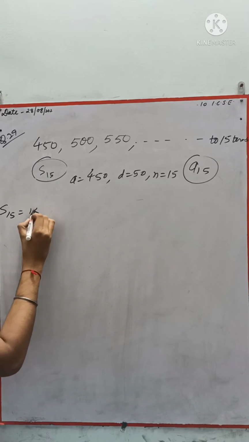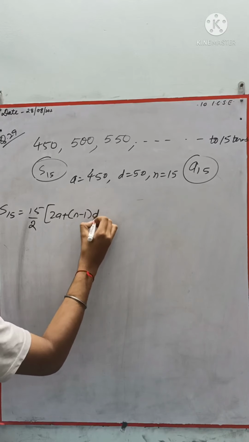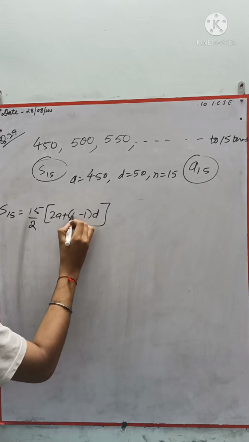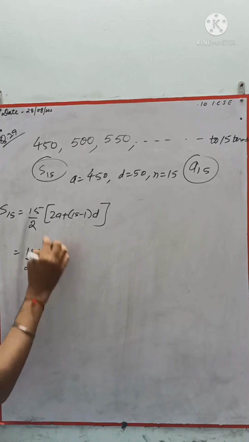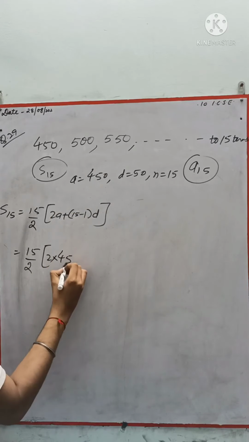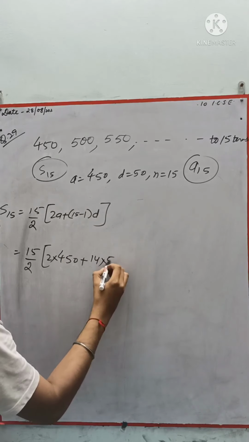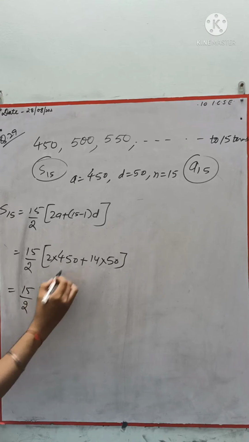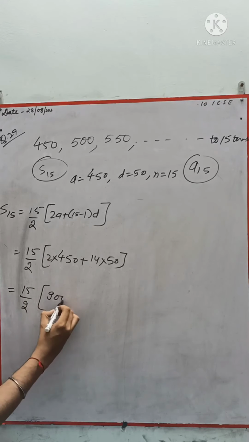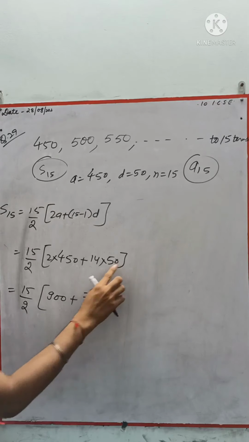We know S15 is 15 upon 2 bracket 2A plus (N minus 1) into D. In place of N, we can write 15. So 15 upon 2 into A, which is 450, plus 14 into D. D is 50. So 15 upon 2 into 450, you will get 900. 14 into 50 is 700.